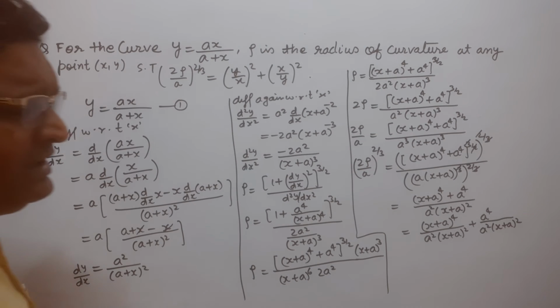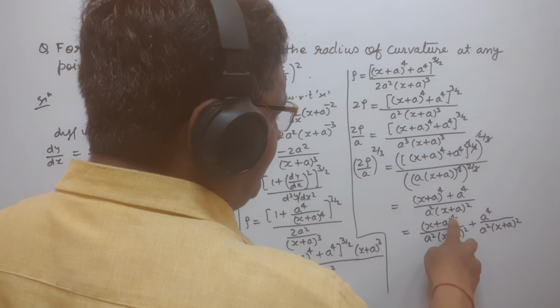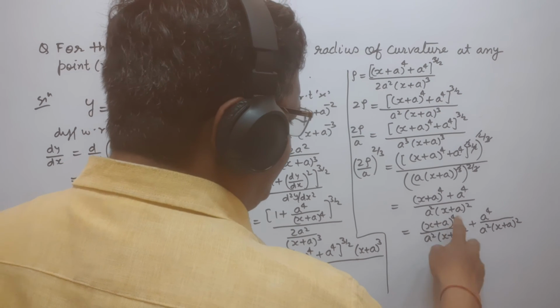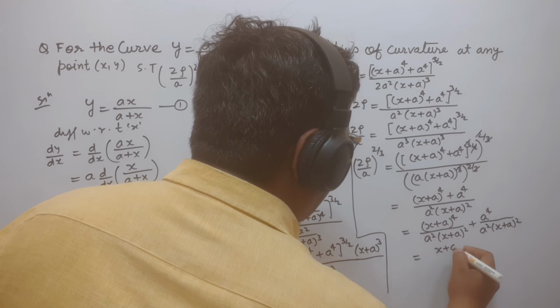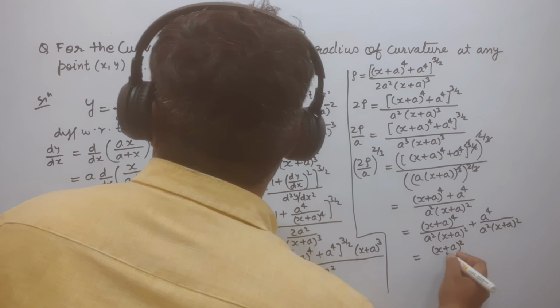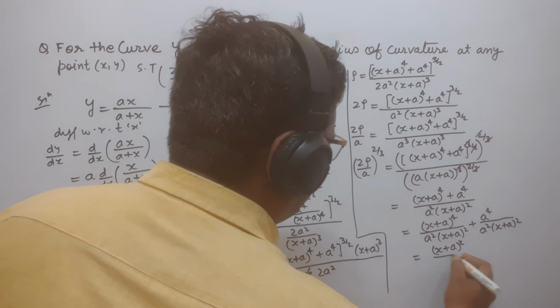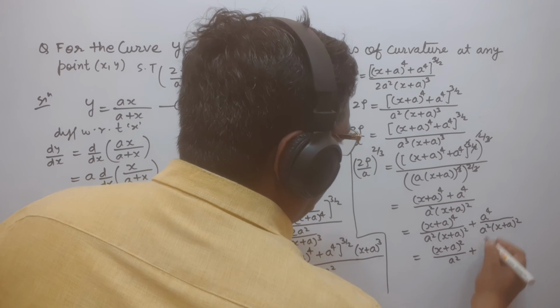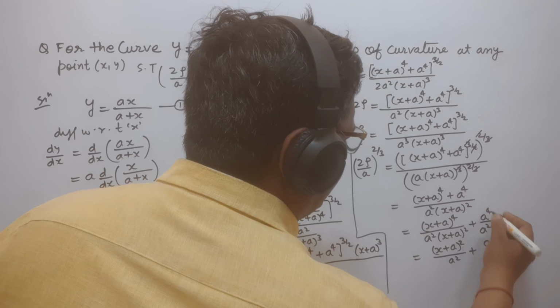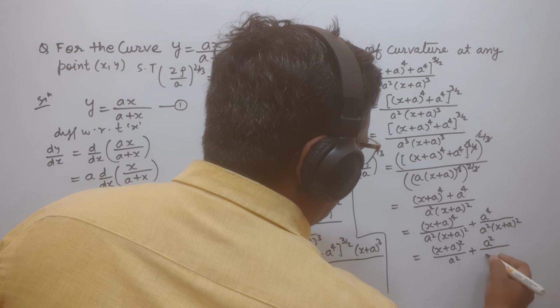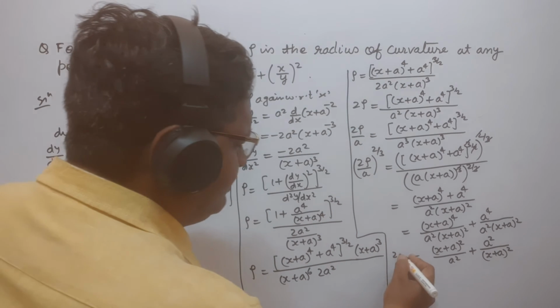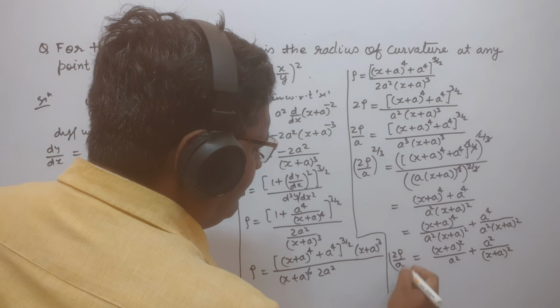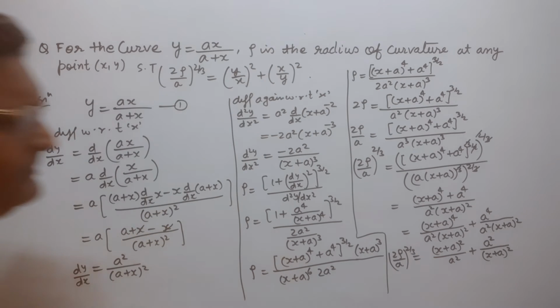Now we can see here this (x plus a) whole square is cancelled by this power 4. So here power will be 2. So this is equal to (x plus a) whole square upon a square. And here a square is cancelled by this power. So a square upon (x plus a) whole square. So this is 2 rho upon a whole power 2 by 3.